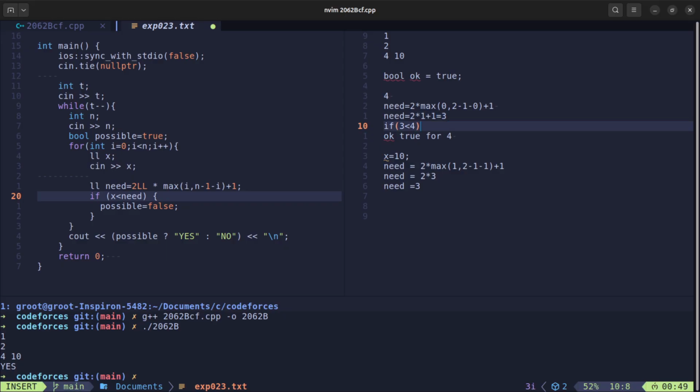So in this test case, is 4 less than need, which is 3? It's false, so possible will stay true for 4. The same goes for 10. 10 is also not less than 3, so it will also stay true. Then we output possible using a ternary operation, and the output will be yes. So that's how the code is working.